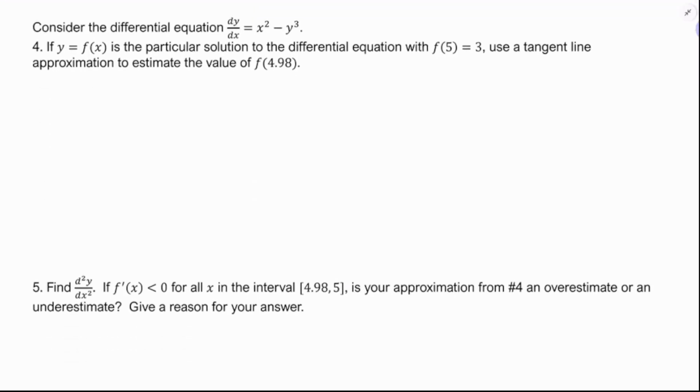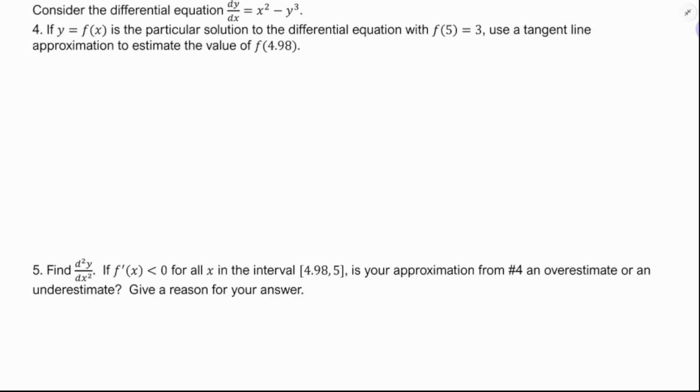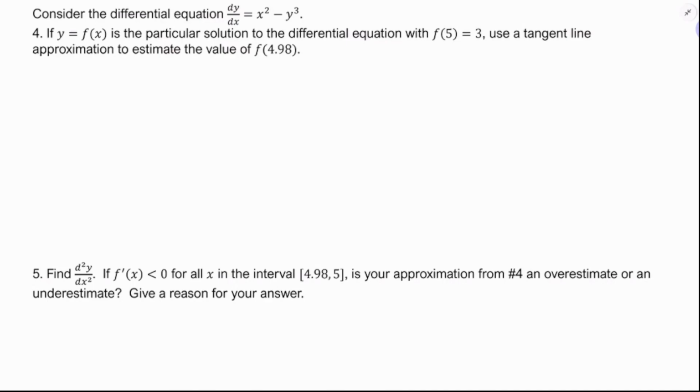All right. x squared minus y to the third. This is exactly like the other form, except I think I asked a different question on the second part. I didn't ask about the maximum and minimum. I asked overestimate or underestimate. So that's why it would be a good idea for you as you're reviewing to do both of these forms. Okay, because it's a little more comprehensive that way. So x squared minus y to the third, tangent line, 5 and 3.